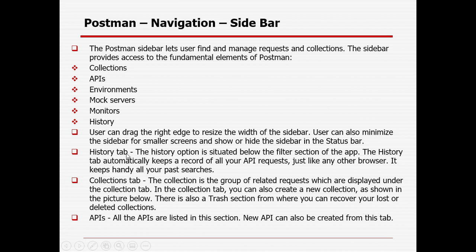Here, these are the three important tabs available. There are many things, but these are the three important ones. History tab: the history option is situated below the filter section of the app. This history tab automatically keeps a record of all user API requests, just like any other browser. It keeps handy all the user's past searches.